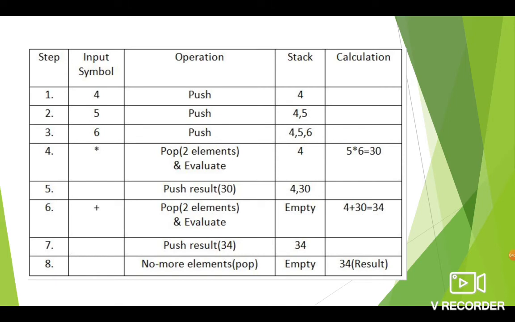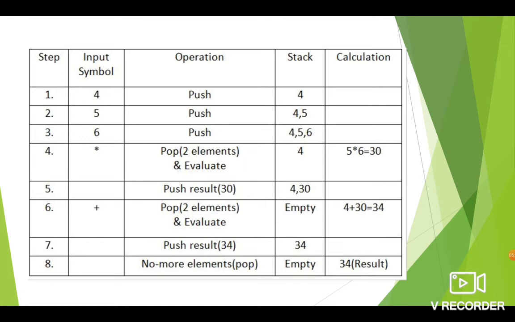So it is explained in this figure. Since 4 is an operand, it is pushed onto the stack. Again 5 and 6, all these are operands, so they are pushed onto the stack. If the symbol is an operator, then you have to pop two elements and evaluate. The popped out elements are 5 and 6, and you apply the star operation among the operands, which gives you the result 30. So again 30 is pushed onto the stack.